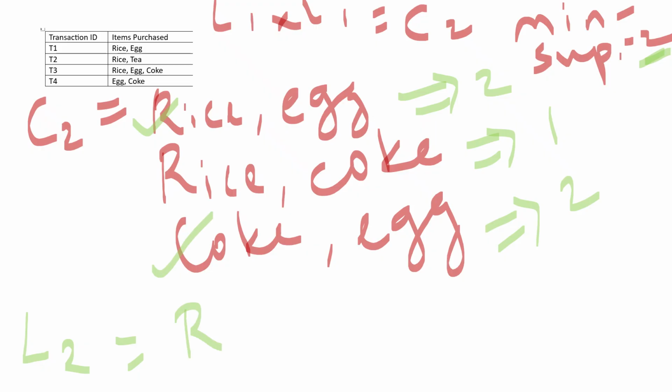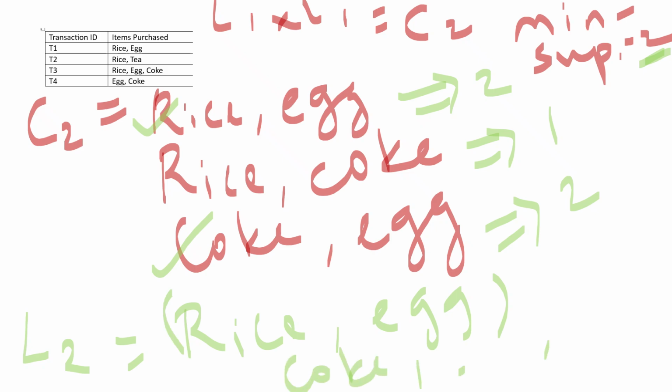So I have to maintain rice and egg combination and coke and egg combination. So usually we will mention this kind of curly bracket in the L2. So now my L2 is over. Next we have to form the C3 and L3.